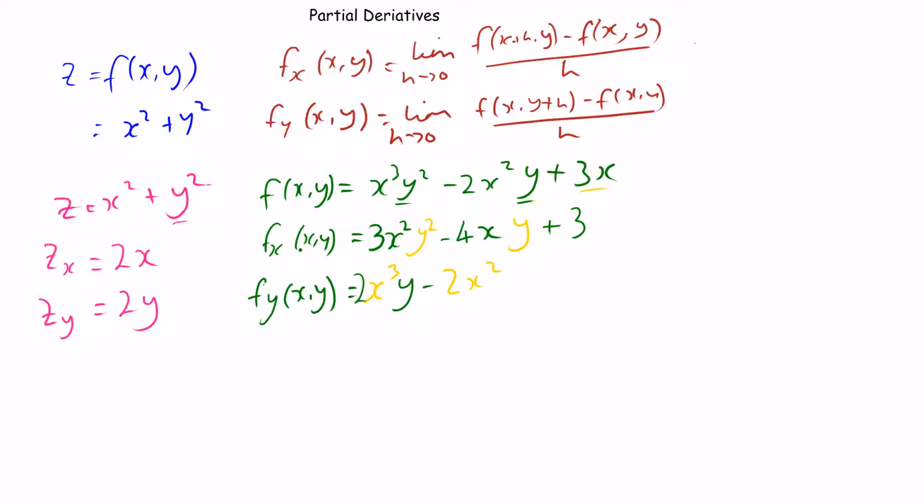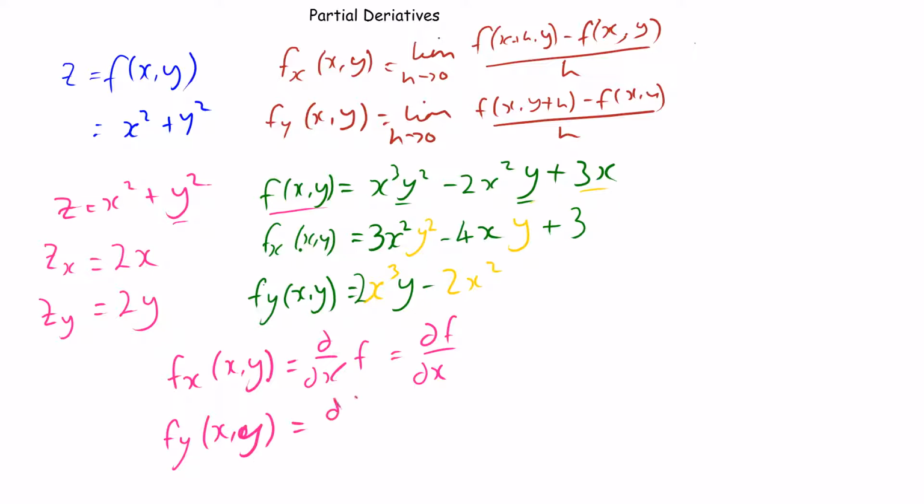So another way of writing a partial derivative, with our function f of x, y, the partial derivative with respect to x is equal to del by del x of f, or del f by del x. Note that this is del and not d. D implies a complete differentiation. And the same thing here for partial differentiation with respect to y is del f by del y. And I believe that is partial derivatives.